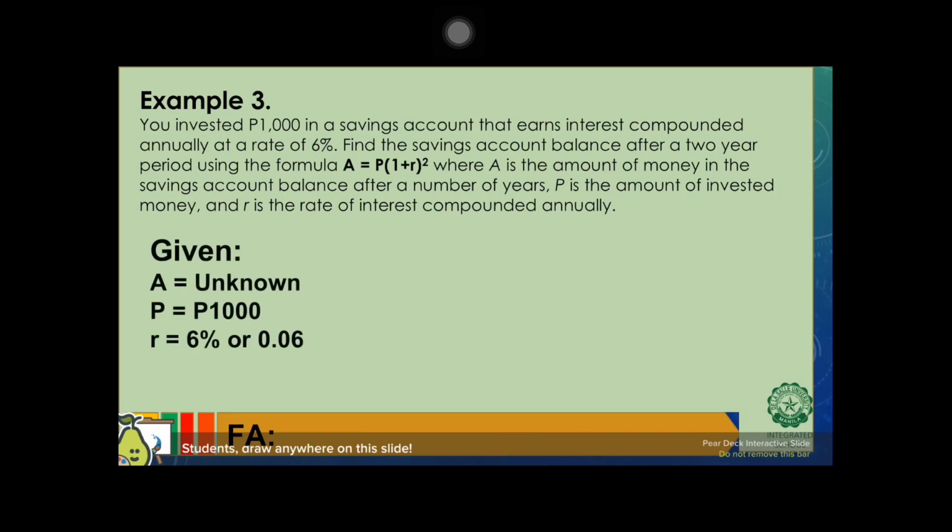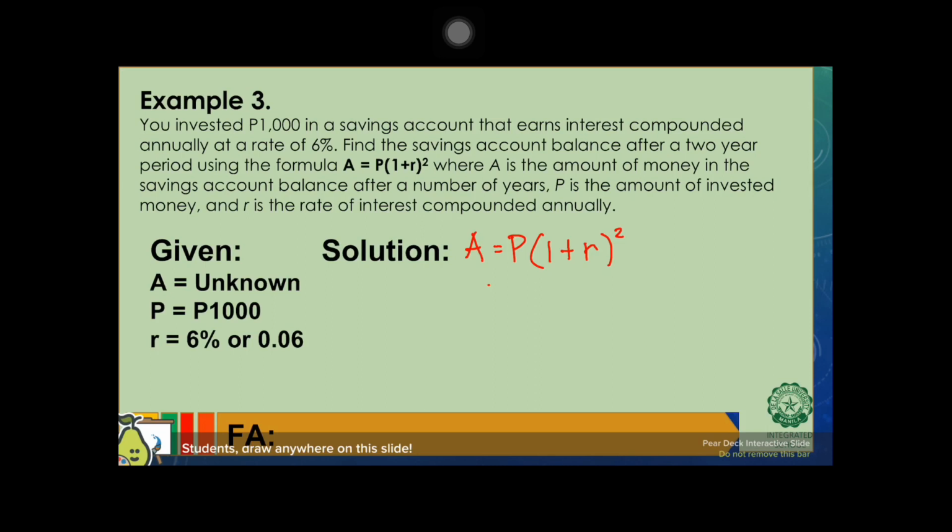For our given in this problem, we have the A, which is the total amount of money after a number of years. We have it still unknown, and then we have P, which is the total of invested money, that would be 1,000 pesos. And we have the R, which stands for the rate of interest. We have 6%, or in decimal form, we have 0.06. For our solution in this problem, we simply use the formula given, which is A is equal to P multiplied by 1 plus R squared. Then simply substitute the given to our formula.